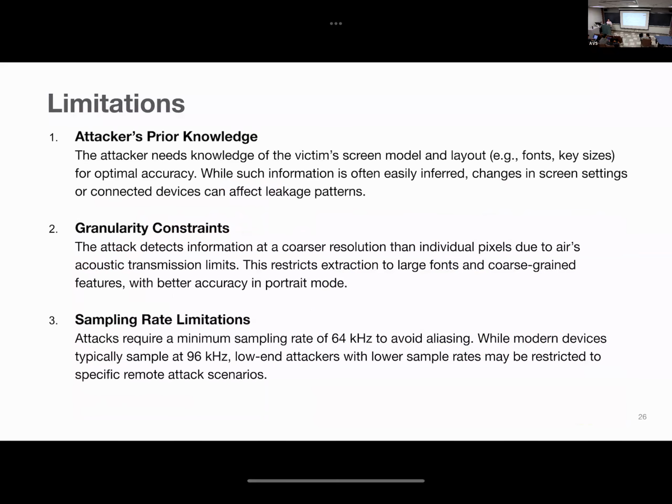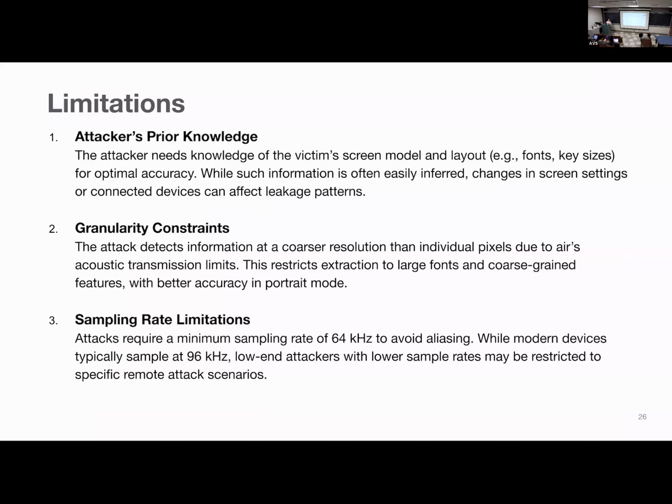So there are some limitations. The first limitation is attacker prior knowledge. As I said before, the attacker knows the keyboard layout, the font, and the specific key locations. If they do not have that prior knowledge, accuracy will be reduced. And also, due to acoustic transmission limits, it will be limited in granularity and strength.